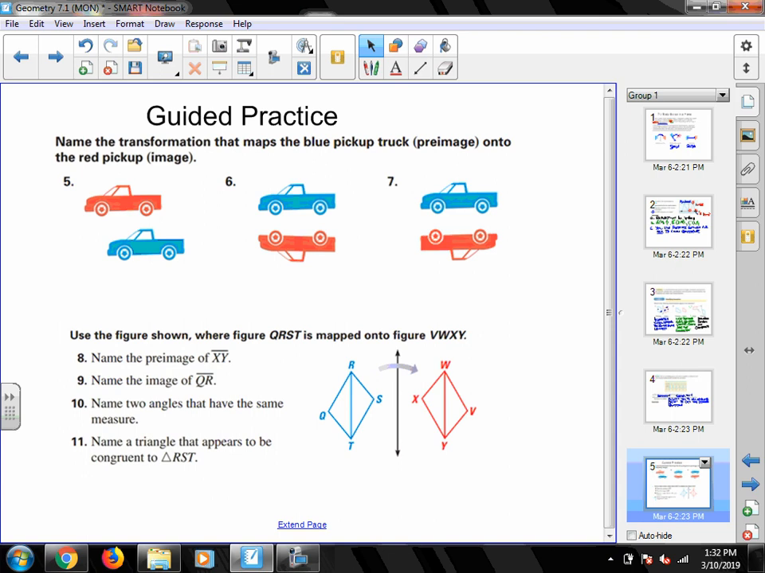Okay, first one. Hopefully you guys have tried these already. So we have to name the transformation that maps the blue pickup, the pre-image, onto the red pickup, which is the image. In number 5, all I did was move the blue pickup. I slid it up there. Since all I did was slide it, that is a translation.